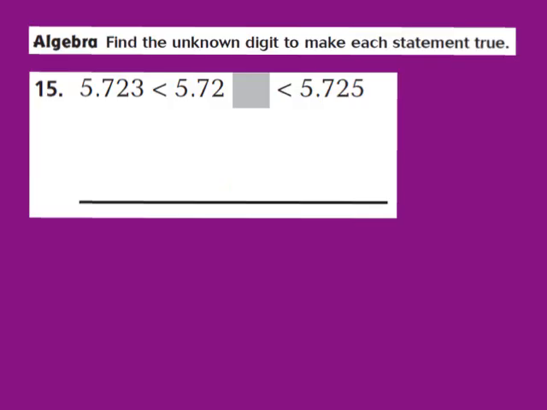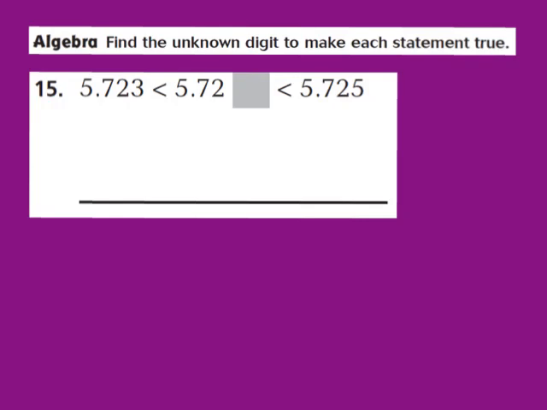Now, let's take a look at question number 15. The directions say to find the unknown digit to make each statement true. Now, let's take a look at what's given. For number 15, I have 5 and 723 thousandths is less than 5 and 72 blank thousandths, which is less than 5 and 725 thousandths.